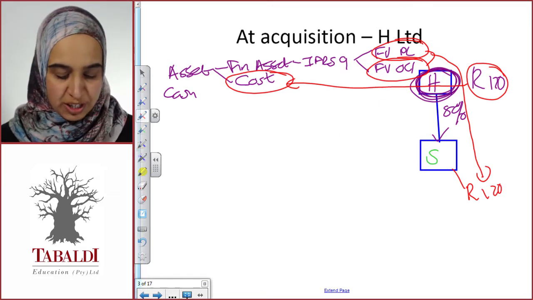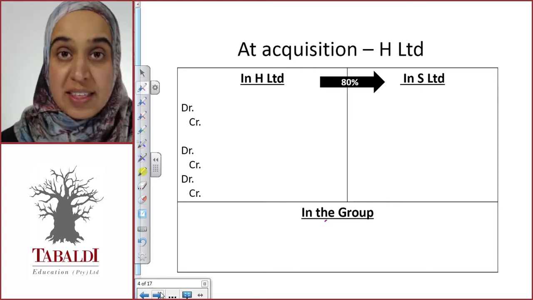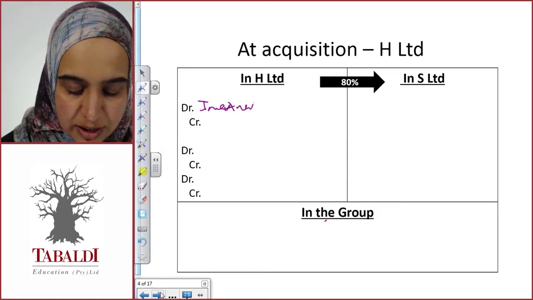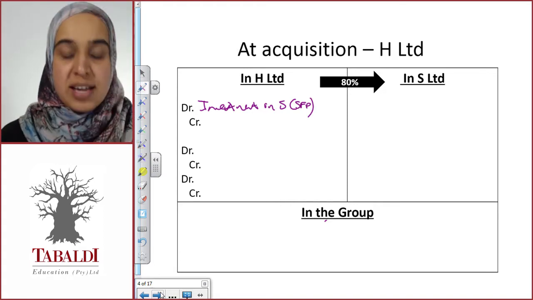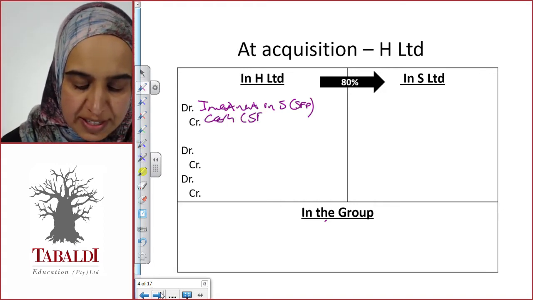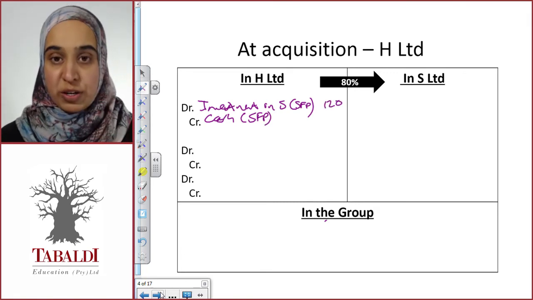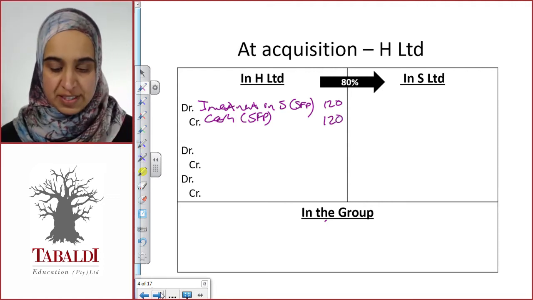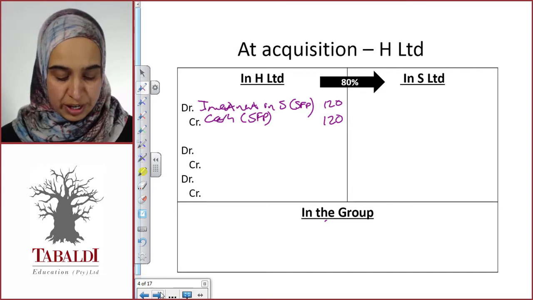Now let's go and do the journal entry. In H, how would H be recording this in terms of journal entries? They're acquiring an asset, so they're going to debit an asset, investment in S. This is going to be in the statement of financial position. They are paying cash for it, so this is also going to be in the statement of financial position. Here, the cost is 120 if we're using the cost method, and the fair value is 120 as well if we're using the fair value method. So this journal entry is the same regardless of whichever approach we are using.